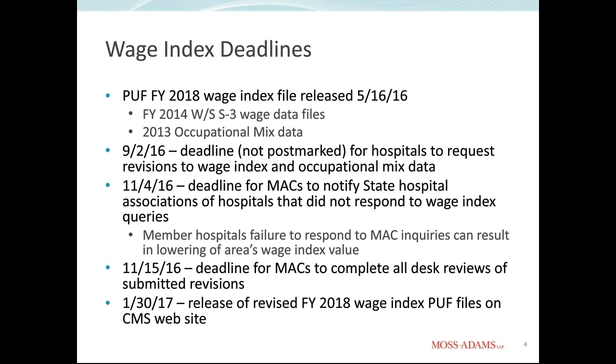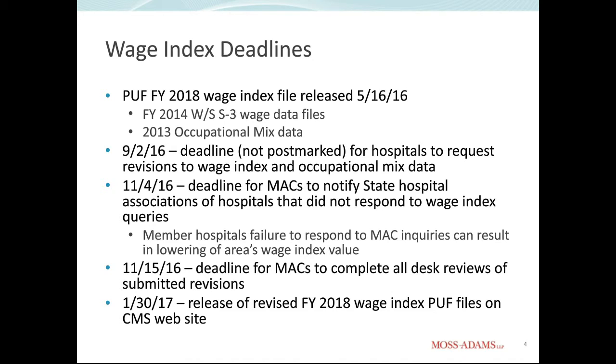So first, wage index deadlines. The wage index cycle covers basically a whole year period. This year it started May 16th, 2016, with the release of the public use file for federal fiscal year 2018. In that file, it contained fiscal year 2014 worksheet S3 wage data files and also 2013 occupational mix data. We have a September 2nd deadline, which just passed, which allowed hospitals to request revisions to wage index and their occupational mix data.